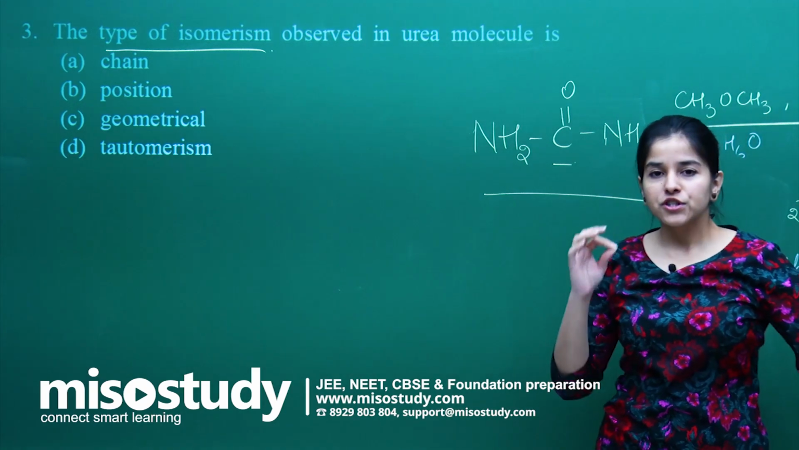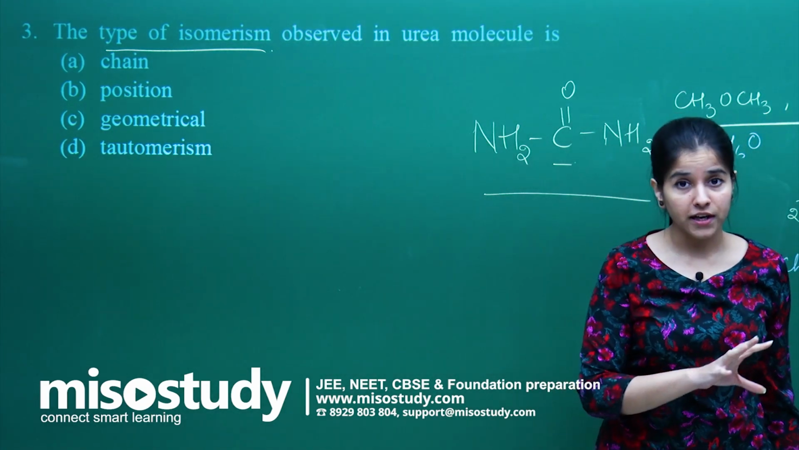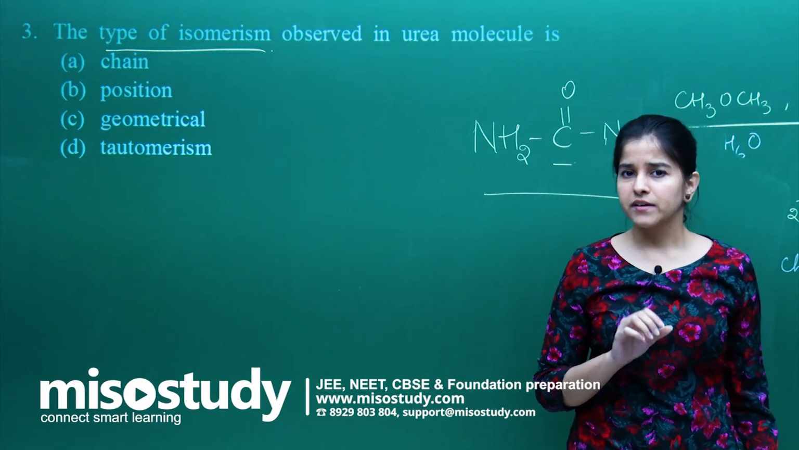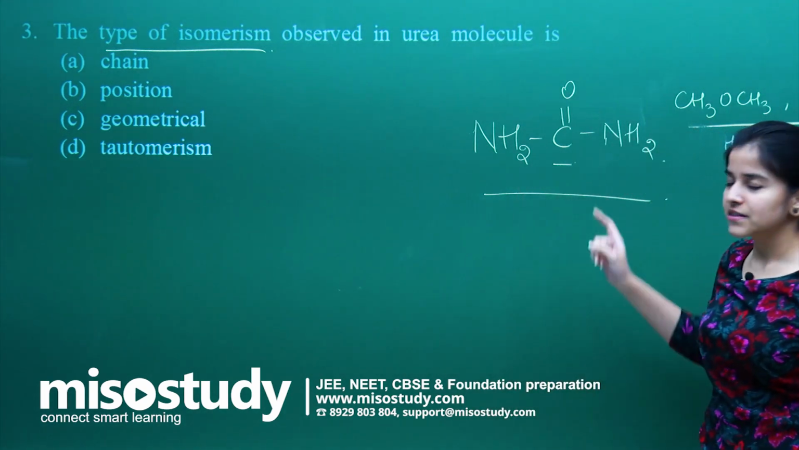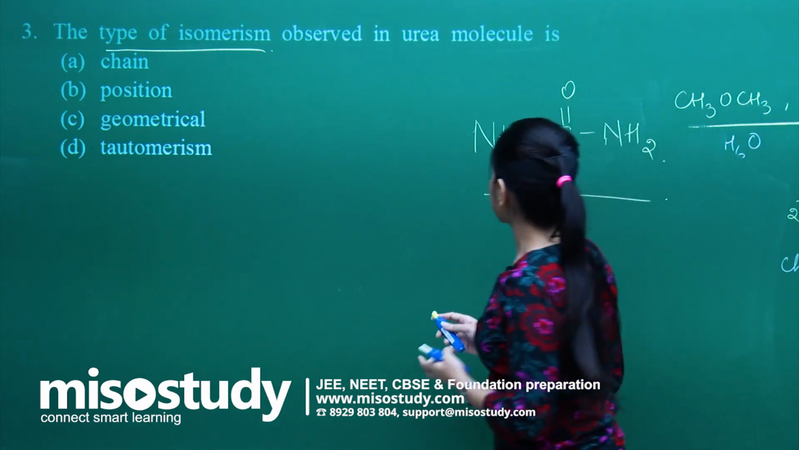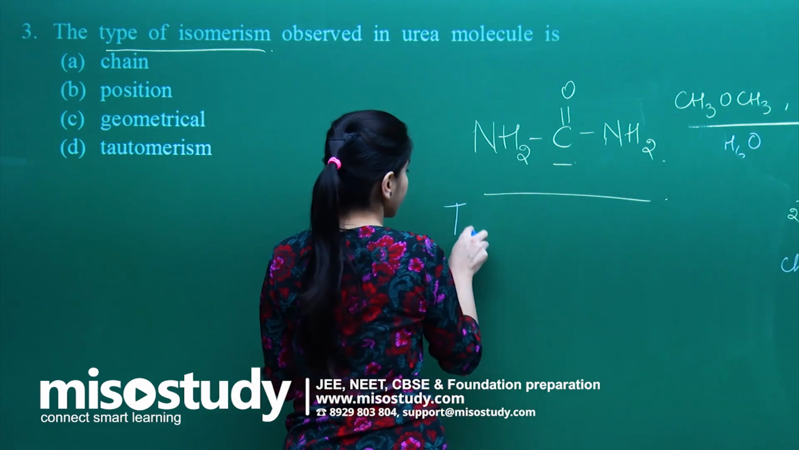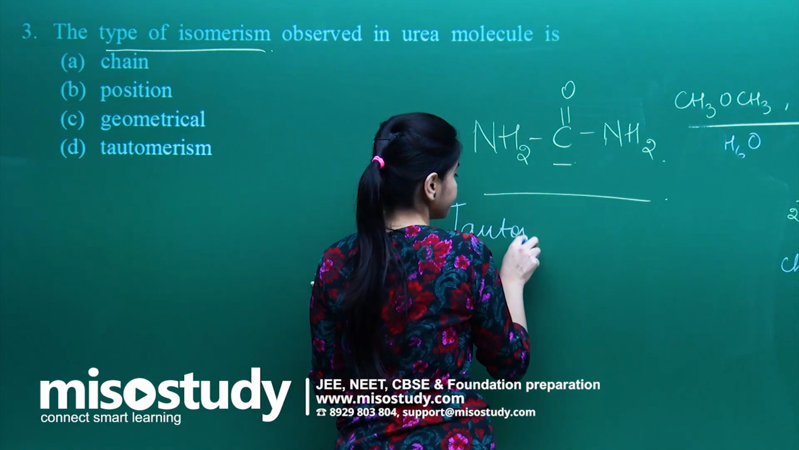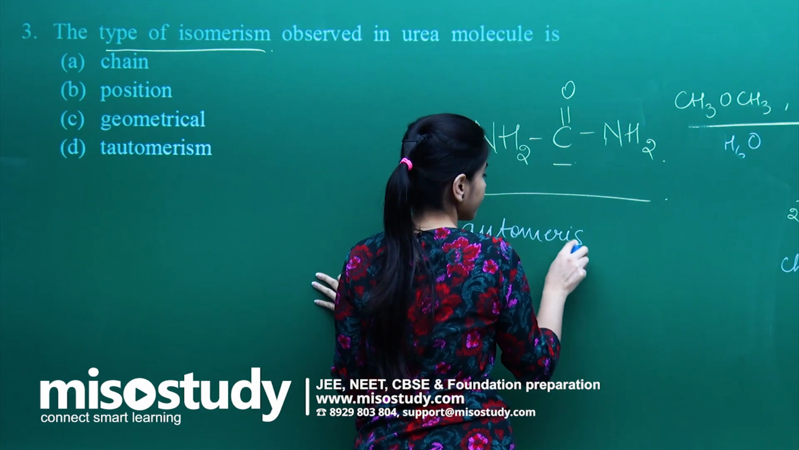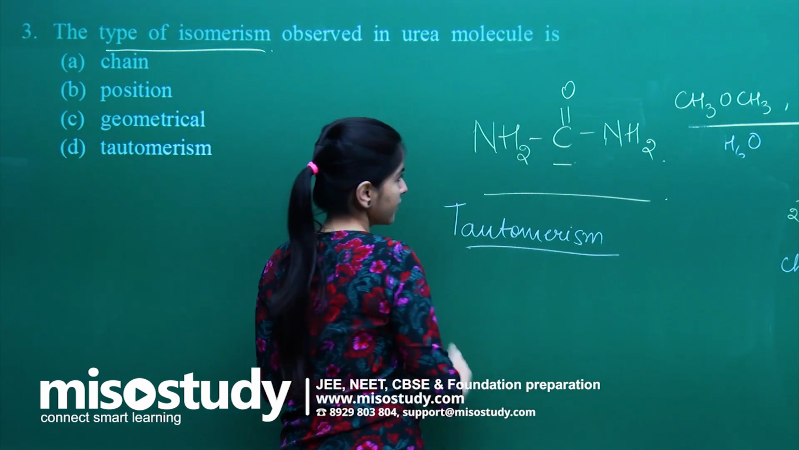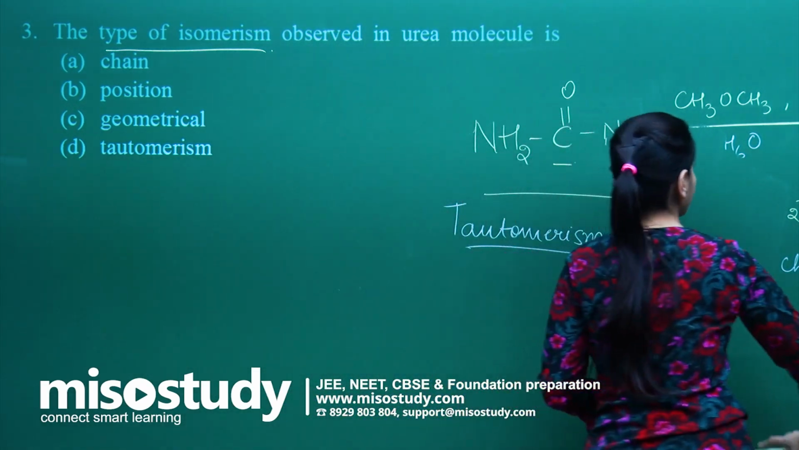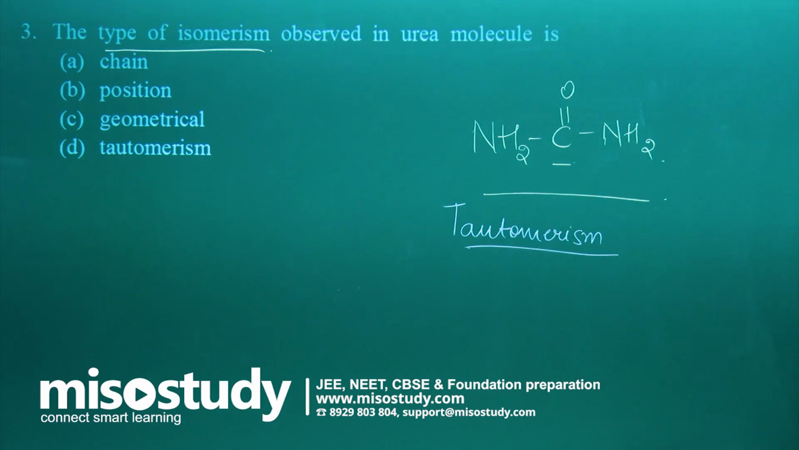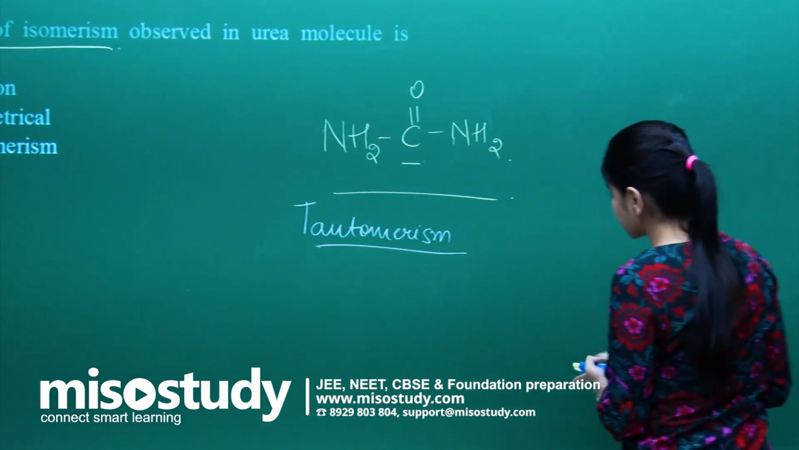It cannot be a position isomerism. It cannot be a functional isomerism. So what would it be? It is nothing but the tautomerism here. So it depicts the tautomerism. So how does it show the tautomerism? Let us just draw the tautomer.